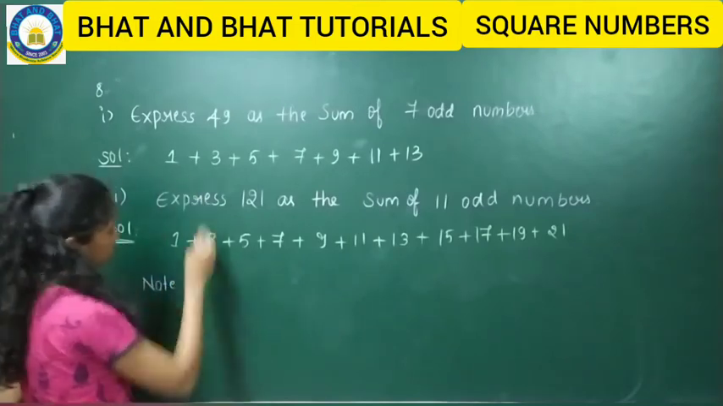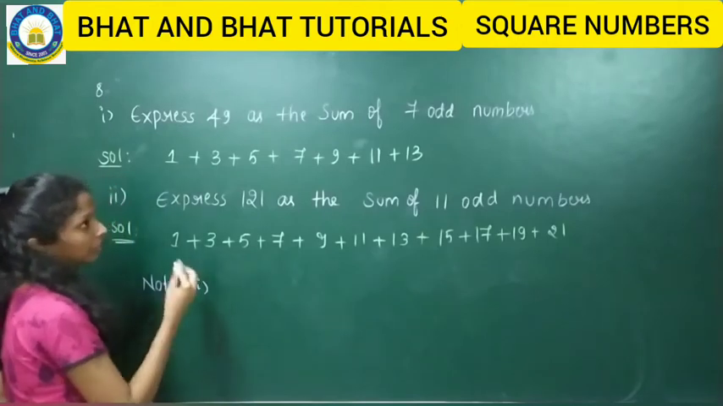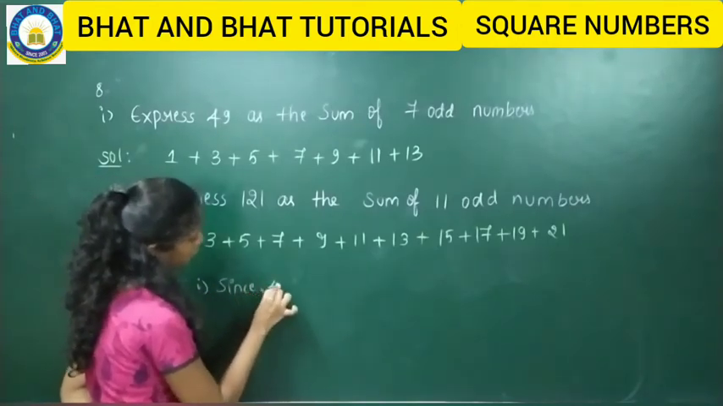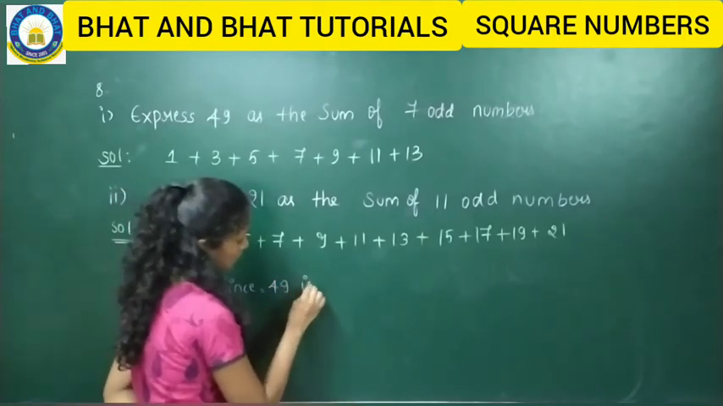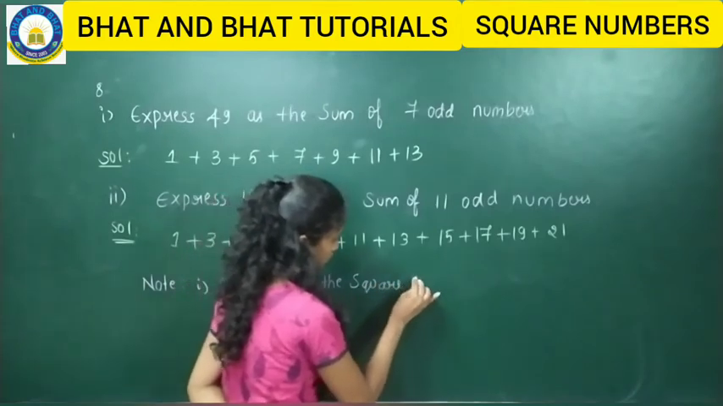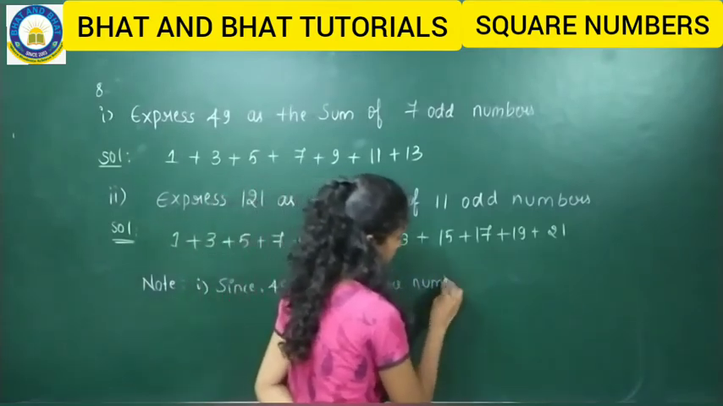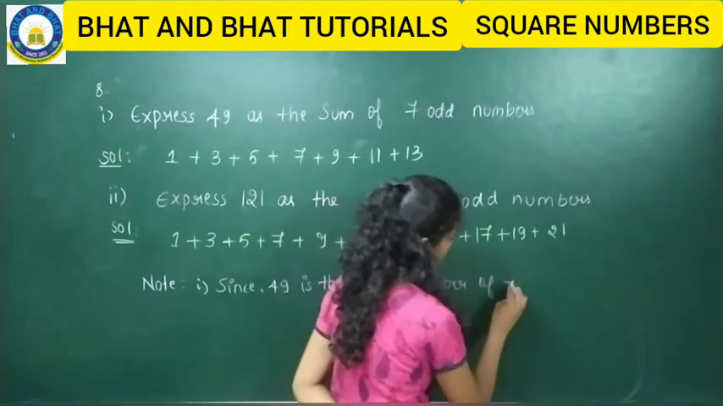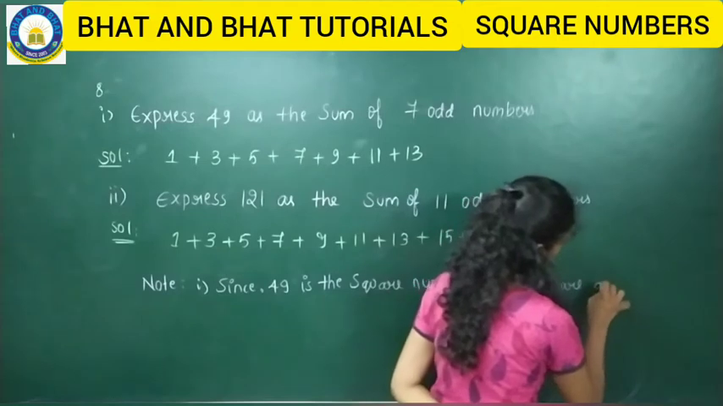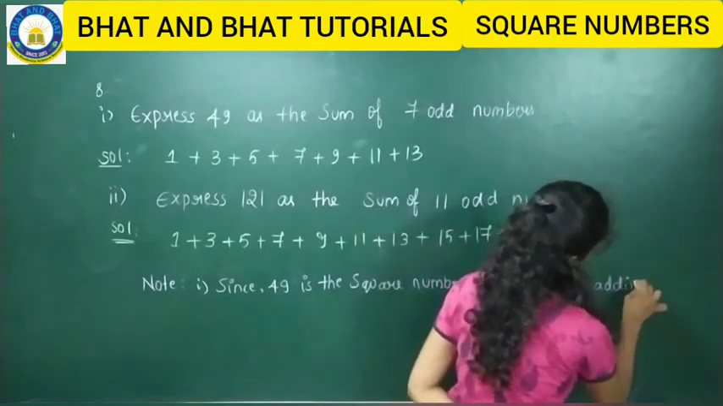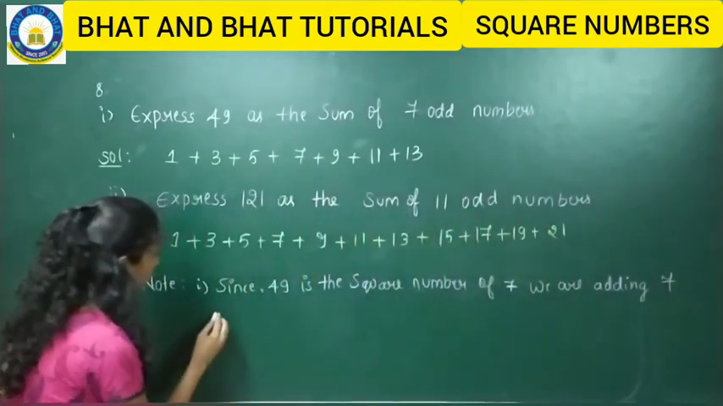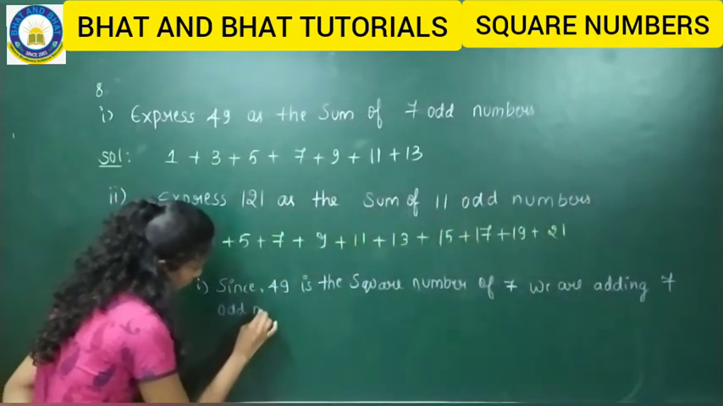Note. For the first one, I'll write the note. There, since 49 is the square number of 7, full stop and continue. We are adding 7 odd numbers.